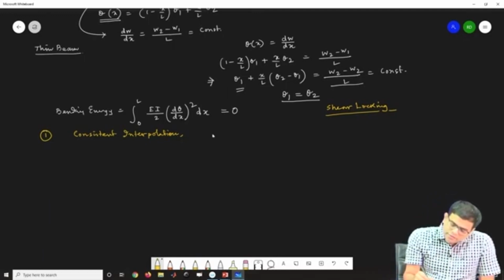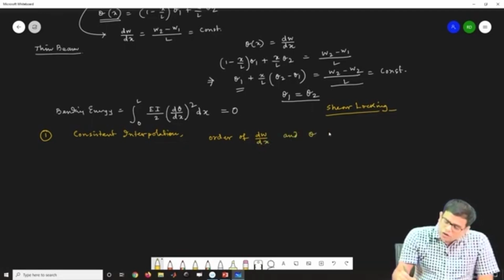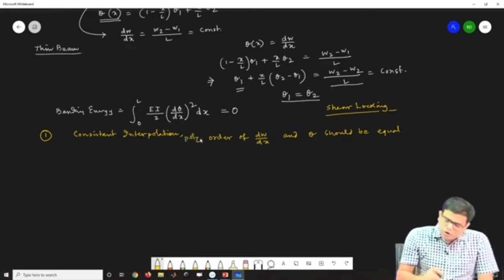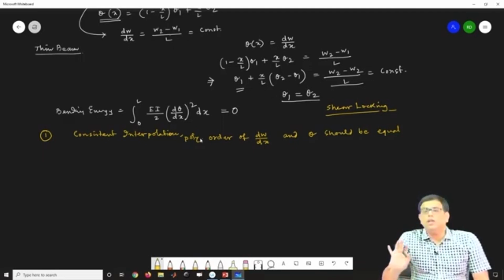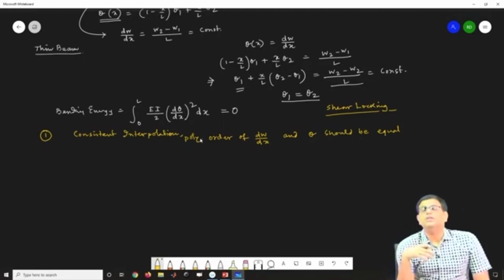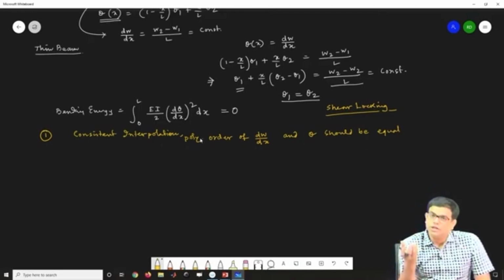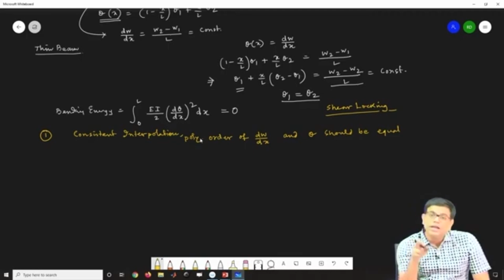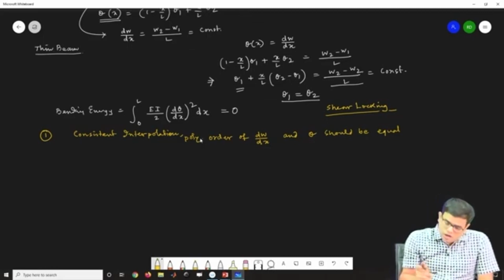That means the order of polynomial of dw dx and theta should be equal. Obviously, polynomial order of dw dx and theta should be equal. So if I use, suppose, a quadratic polynomial for w interpolation, then naturally dw dx will be a linear polynomial. If I use theta interpolation as a linear polynomial, then we will have the consistency, but that will also have some problem.